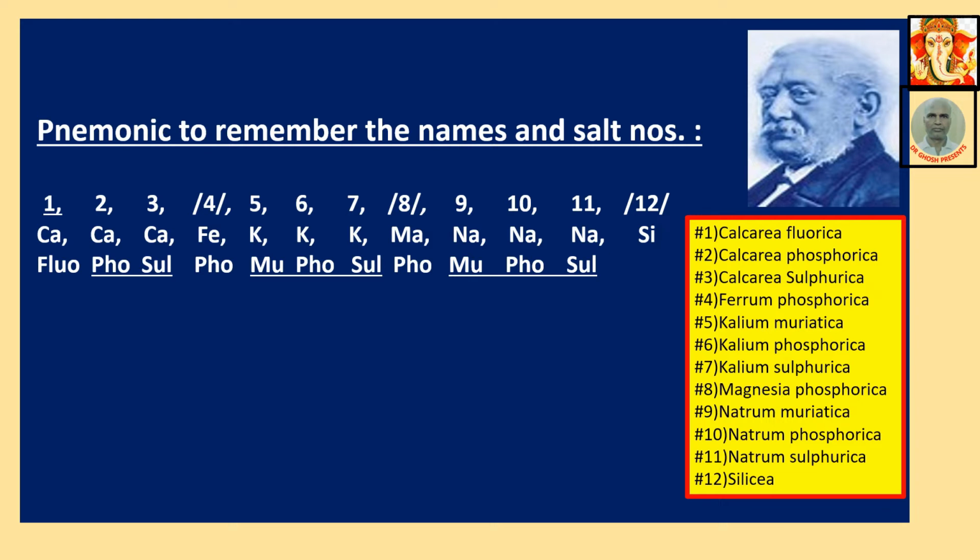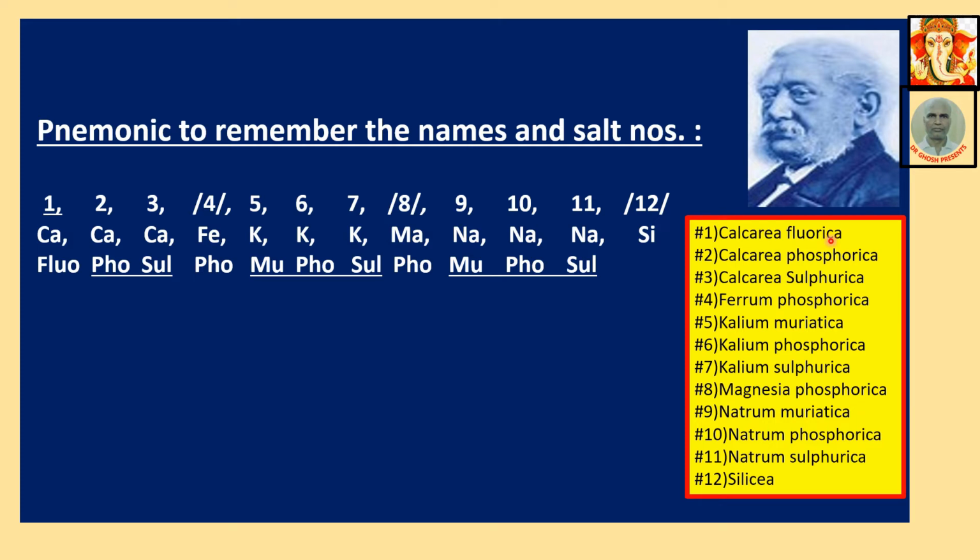You must have noted that these 12 salts, the names of these salts and their salt numbers are fixed. That is, if you say salt number 8, then it will be magnesia phosphorica, nothing else. Again, if you say kalium muriaticum, then it is salt number 5. If you say silicea, it is salt number 12. If you say calcarea fluorica, it is salt number 1. That is, the salt number and the name of the salt are attached and fixed.